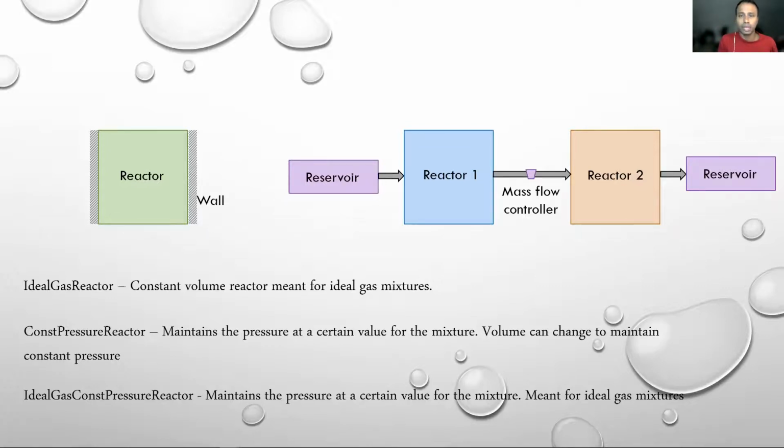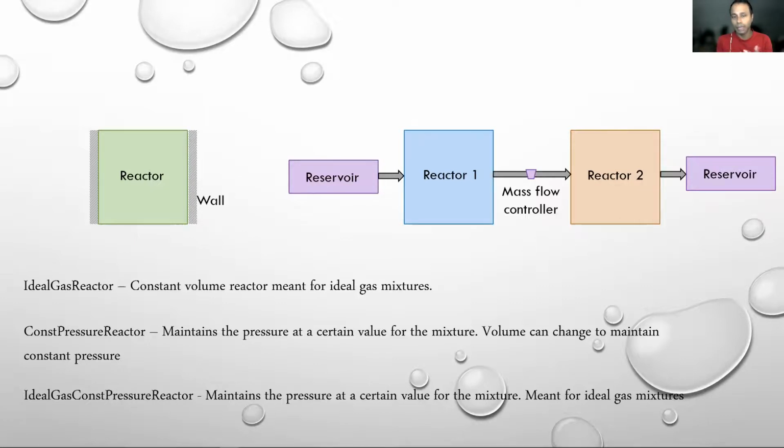One is the ideal gas reactor, which would be a constant volume reactor, and it is meant for ideal gas mixtures. So inside this reactor, the ideal gas law is used. Then there is the constant pressure reactor, and that's the name in Cantera as well, const pressure reactor. That is the name of the constant pressure reactor entity inside Cantera. And this reactor typically maintains the pressure of the constituents inside. It maintains the pressure at a certain value for the mixture.